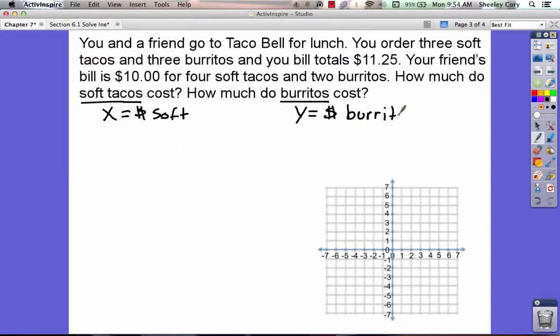And you'll notice what they did there is they gave us 2 different pieces of information. They gave us 3 soft shell tacos and 3 burritos. So for that first person, we'll just call this friend 1, I have this equation: 3 soft shell tacos times the cost, X, plus 3 burritos times their cost, Y, is going to equal the total cost that he paid, which is $11.25.